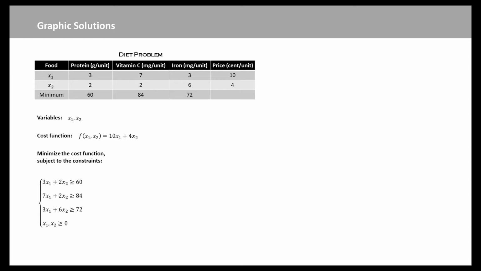In order to live in a healthy way, you need to have some minimum intake of all three types of nutrients. This information is listed in the last row, which we call minimum. Since we have only two different foods, we need two variables that we call x1 and x2. The cost function is a function of x1 and x2, and we'll have two terms. That is 10x1 plus 4x2.